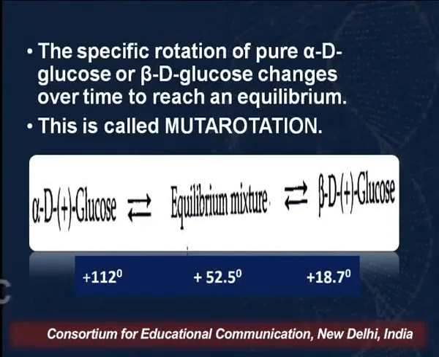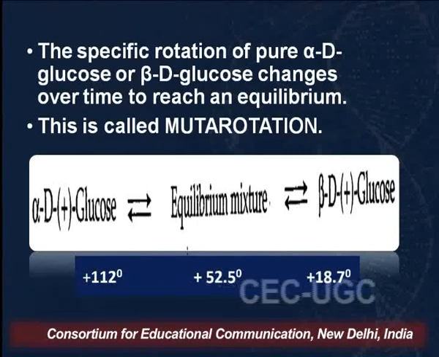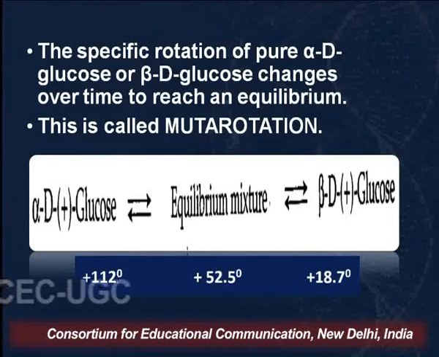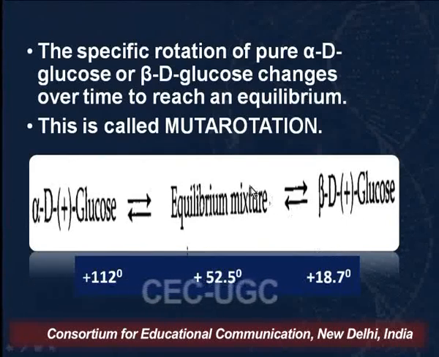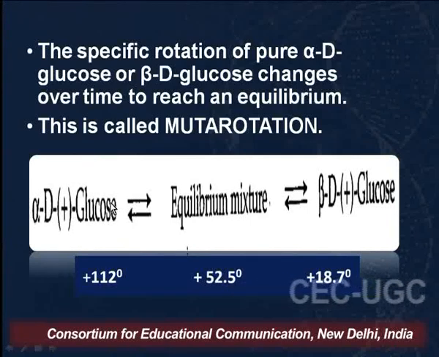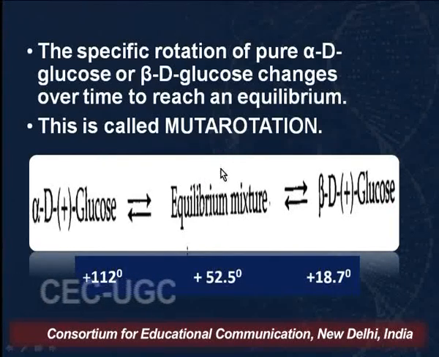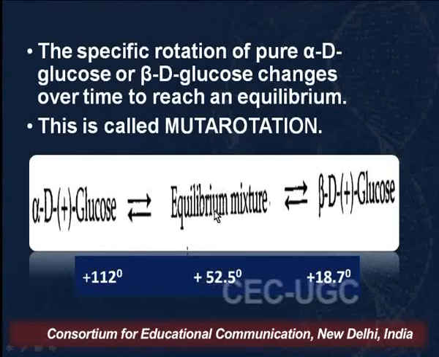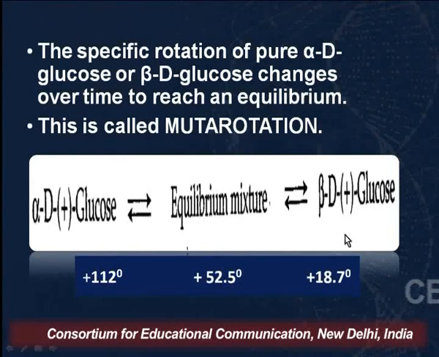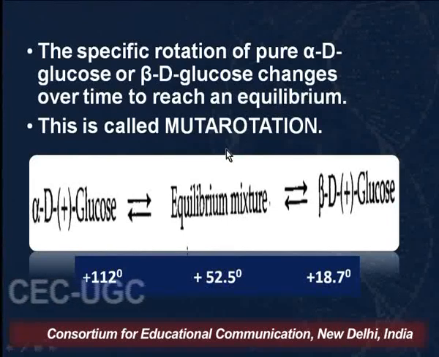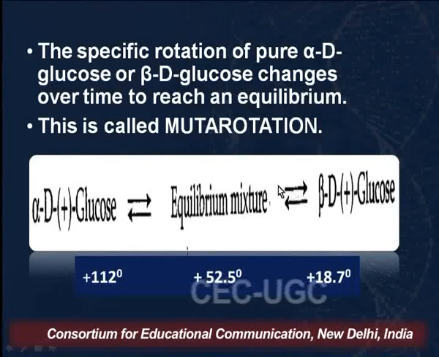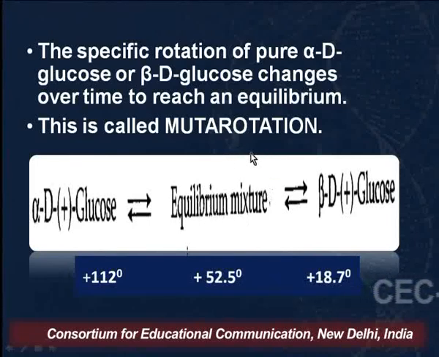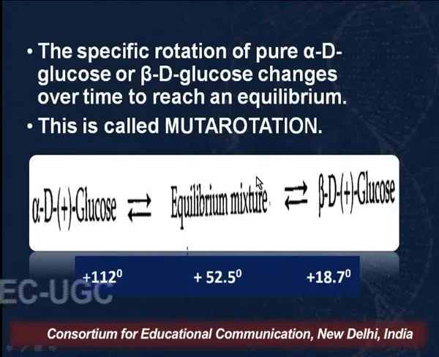So what do we say now? What is mutarotation? The specific rotation of a pure alpha D glucose or beta D glucose changes over time to reach an equilibrium. This is called mutarotation. When we dissolve alpha D glucose, whose specific rotation is 112, an equilibrium is established through the open chain form till the rotation becomes constant at 52.5. Similarly, when beta D glucose is dissolved in water, its specific rotation changes till it becomes constant at 52.5. So how does this happen?